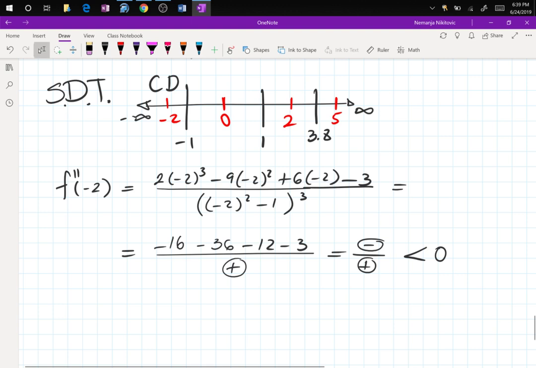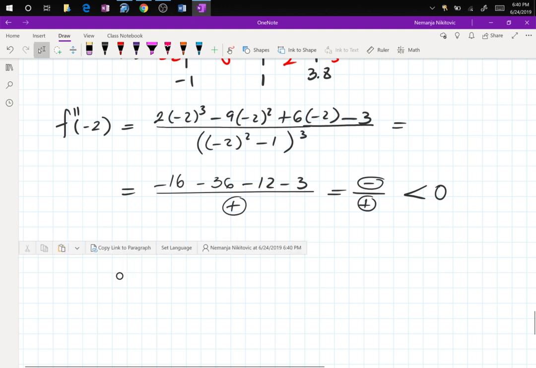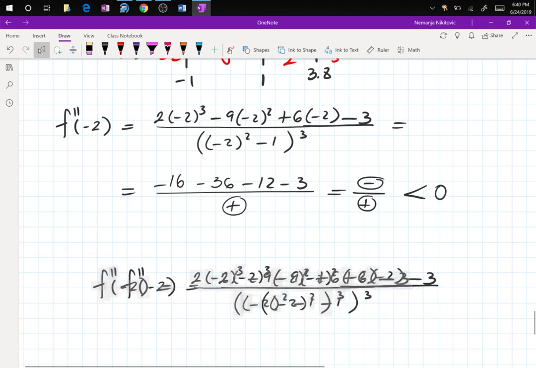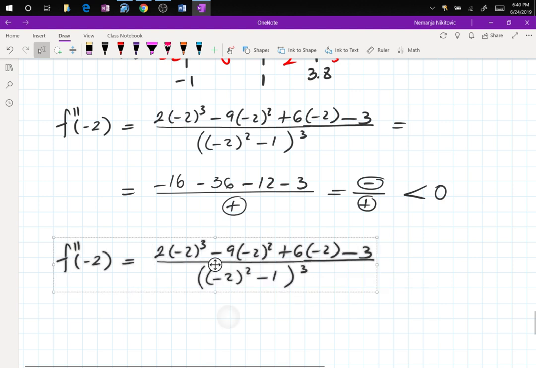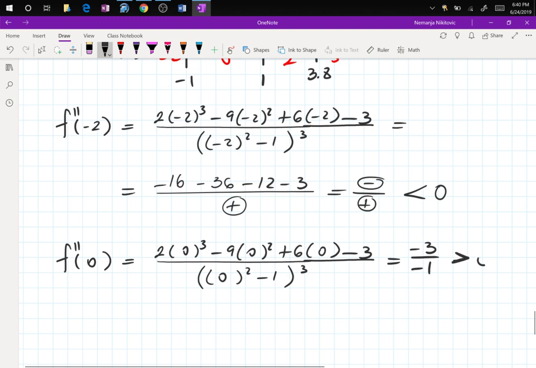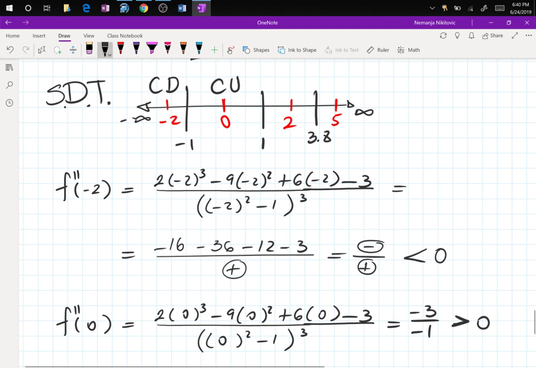And now I replace all of the negative 2's with 0's. I just actually need to look at these last. So the whole thing is just negative 3 over negative 1, which is positive, and you have concave up.